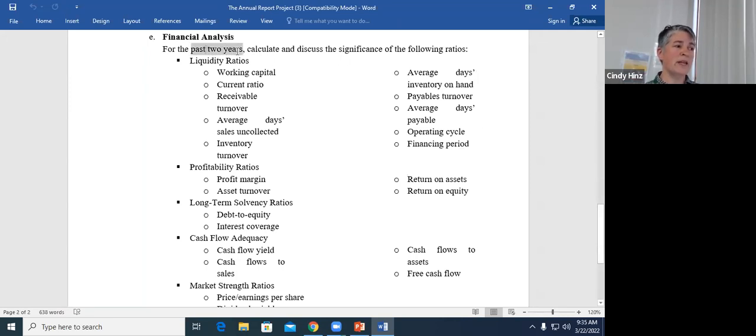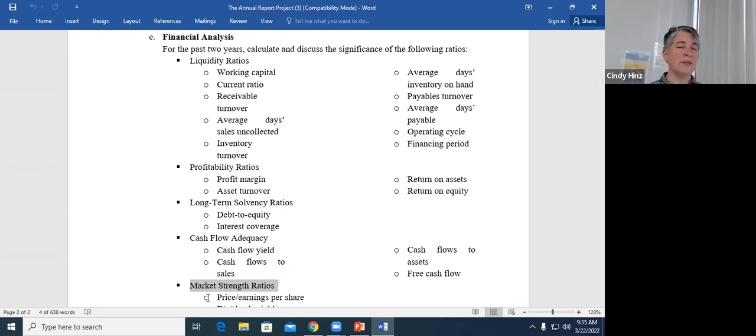So you're going to be calculating each one of those ratios for 2 years. And that's something that people sometimes only calculate 1 year. And the other thing that needs to happen is this: discuss the significance of. So what I'm looking for is that for each of these 5 areas, liquidity, profitability, long-term solvency, cash flow adequacy, and market strength, those are the 5 areas that you're going to be analyzing.